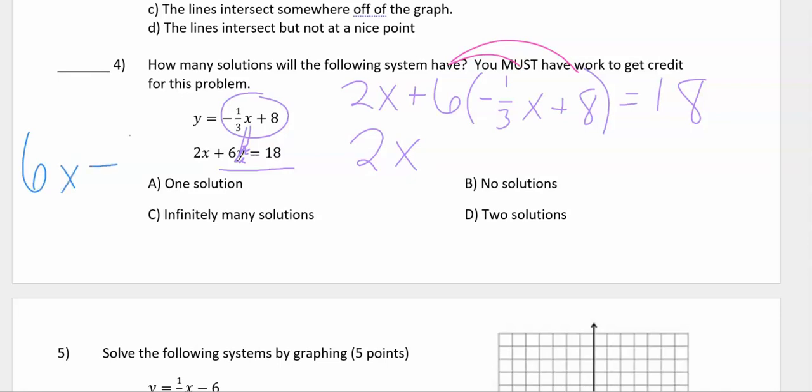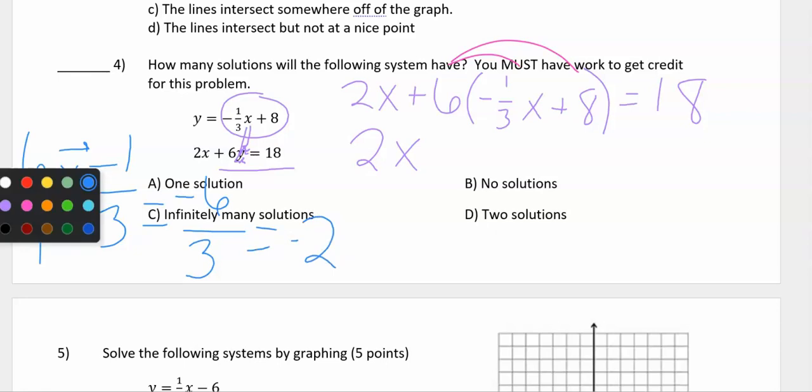6 times negative 1/3. You just multiply across. So it would be negative 6 on top, 3 on the bottom. Negative 6 divided by 3 is negative 2. It wasn't meant to be that bad, but I know fractions are tough. So that's just negative 2x. 6 times 8 is 48.